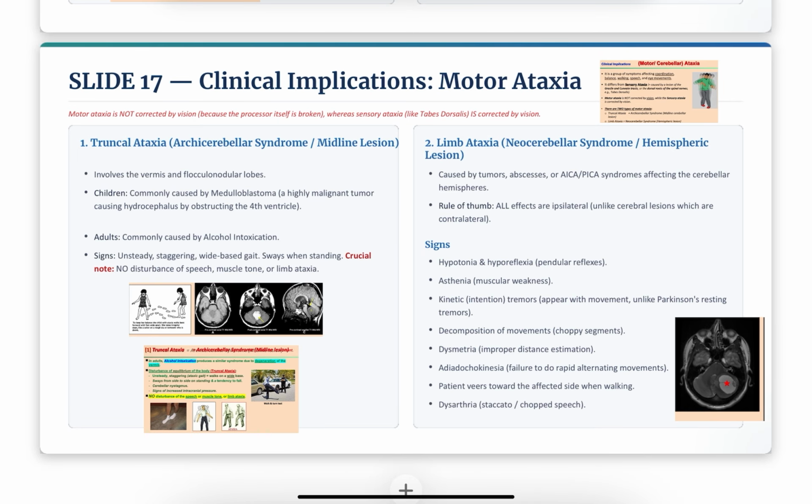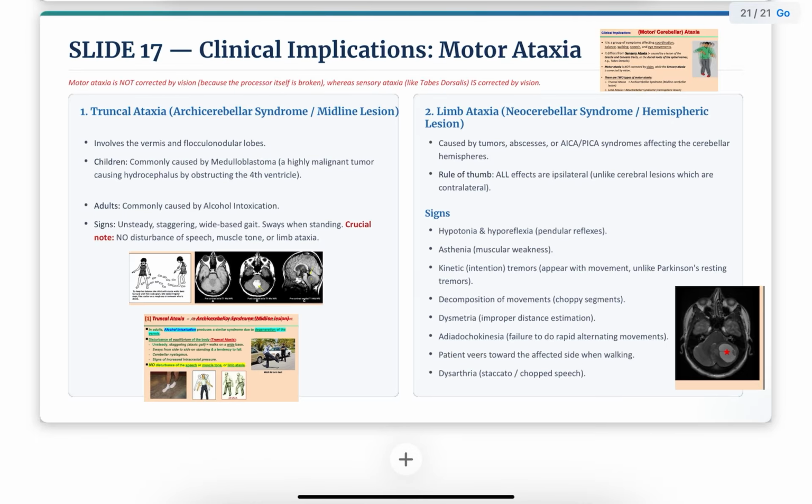So this is different when we're talking about sensory ataxia, like tabes dorsalis, for example, where the patient can correct it by vision. Motor ataxia, on the other hand, they cannot correct by vision. Now, there are two major types of cerebellar ataxia. I have the truncal ataxia, also called the archicerebellar syndrome or the midline lesion. And this one involves what? This one involves the vermis and the flocculonodular lobes, the ones that we've seen: the vermis in the middle and the flocculonodular lobes, the one nodule and two flocculi on each side.